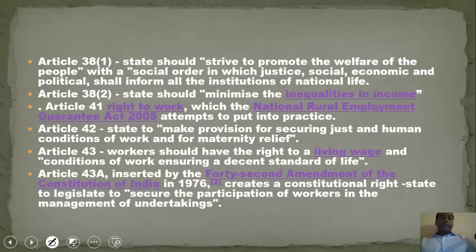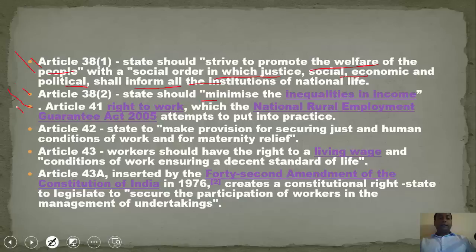Now coming to Article 38(1), which says that the state should strive to promote the welfare of the people with a social order in which justice, social, economic and political, shall inform all the institutions of national life. Now Article 38(2) states that the state should minimize the inequalities in income. Article 41 guarantees a right to work, under which NREGA 2005 was put into practice.